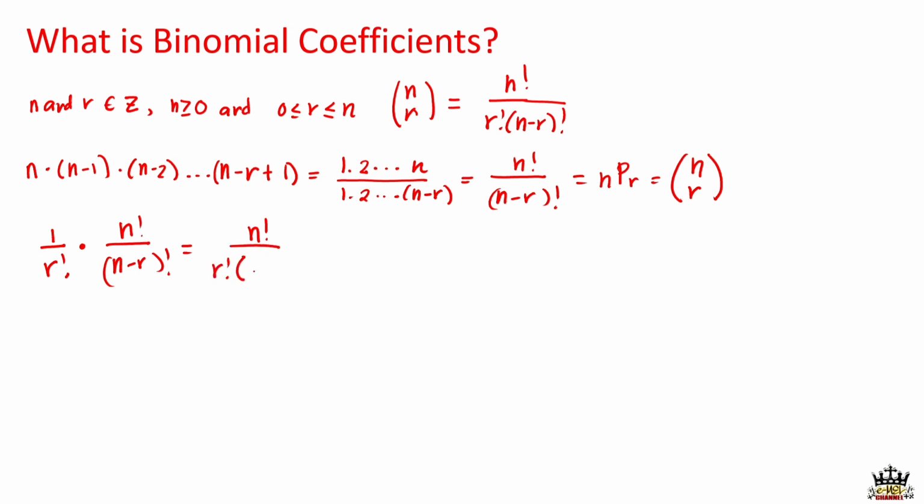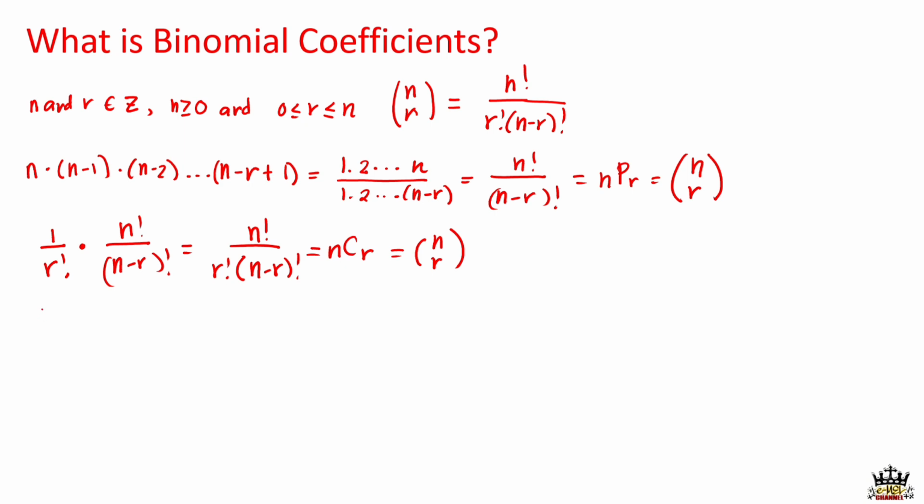This is the formula for the combination of n objects taken r at a time, which is n r. Now let us have an example for this.